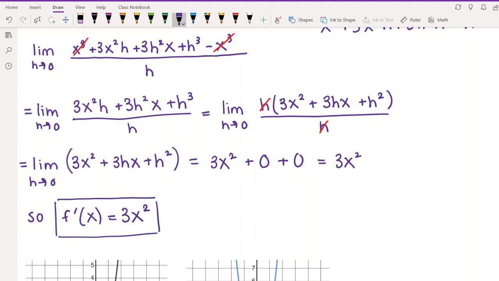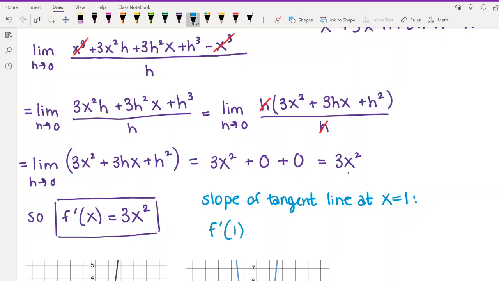So just again to remind you how this works, let's say, for example, you wanted to find the slope of the tangent line at 1. So if we wanted to find the slope of the tangent line at x equals 1, well, now that we have this formula, we can just plug 1 into this formula. So we would have 3 times 1 squared, and it would be 3. So we know that the slope of the tangent line at 1 is equal to 3, and you could plug any number you wanted into that.